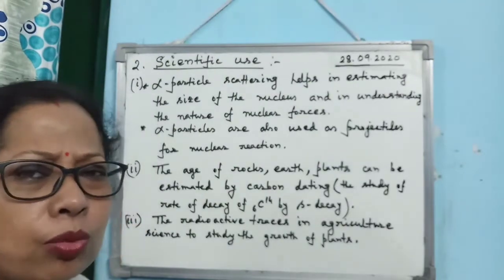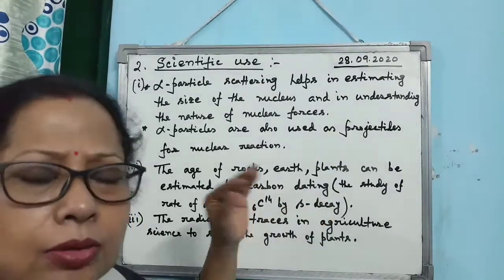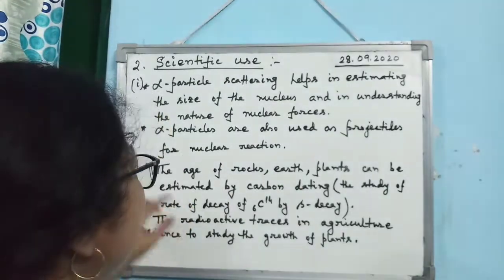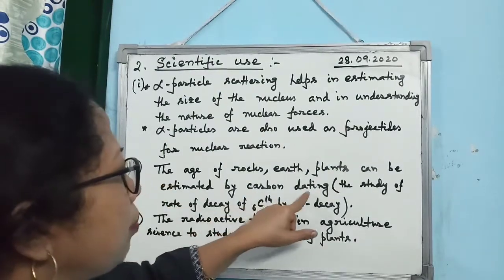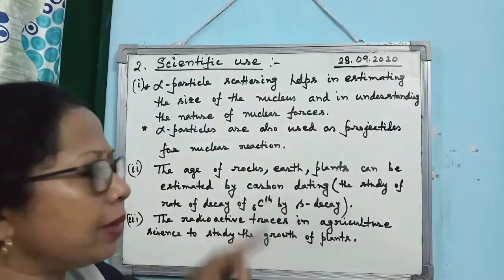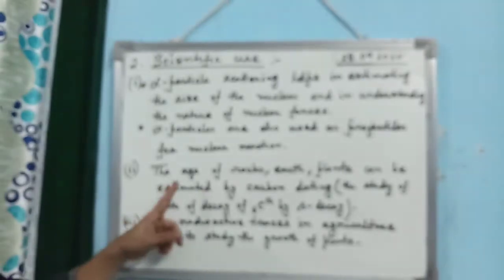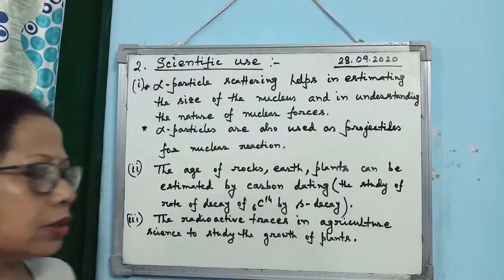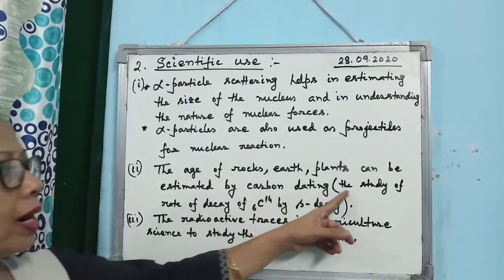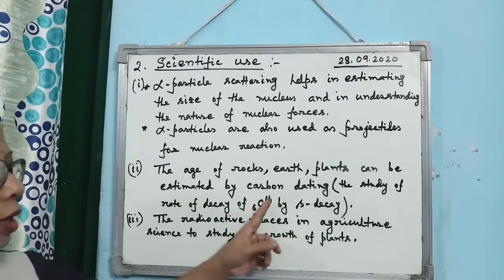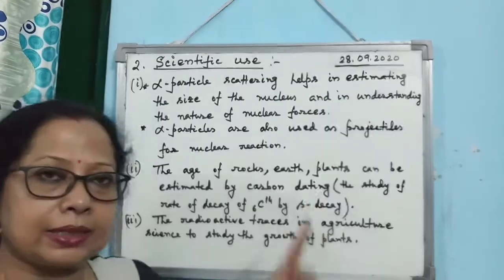This is a long method, which you will study in detail in 12th standard itself. So just remember the name of the process. By using the process of carbon dating, one can estimate the age of rocks, earth, plants. And carbon dating means the study of the rate of decay of 6C14 by beta decay.